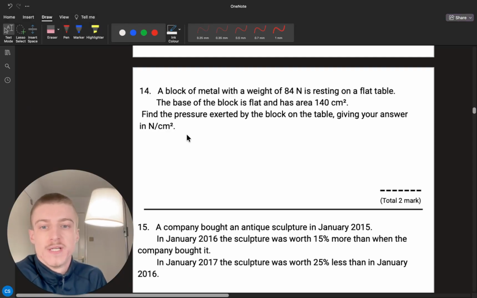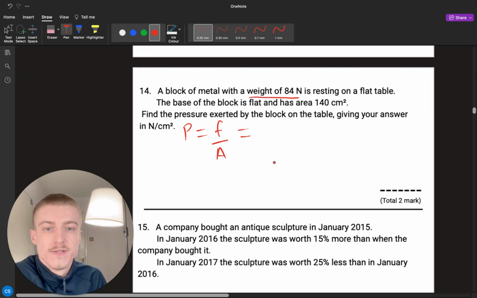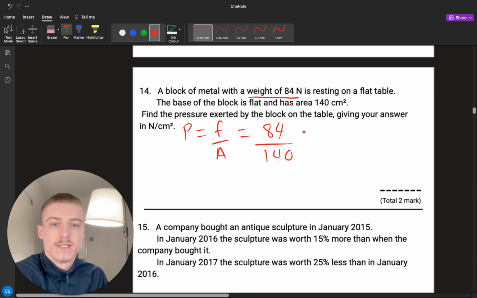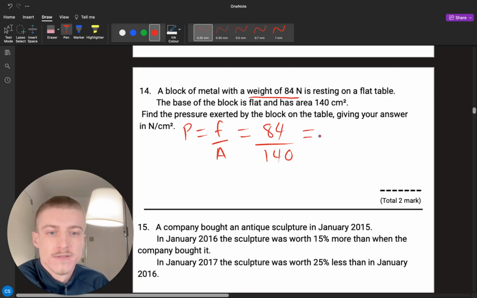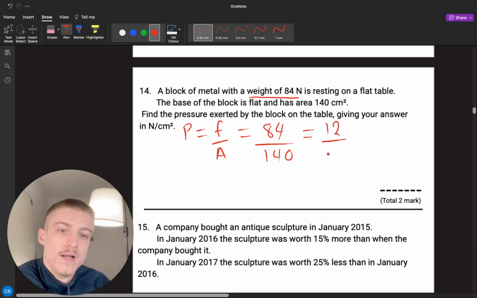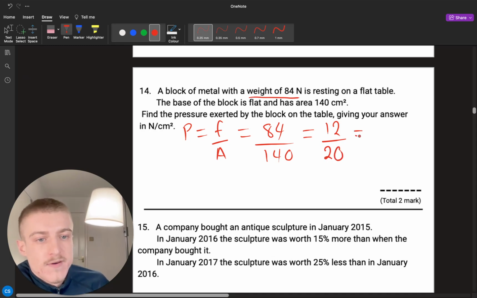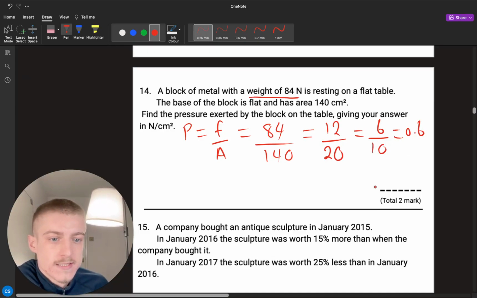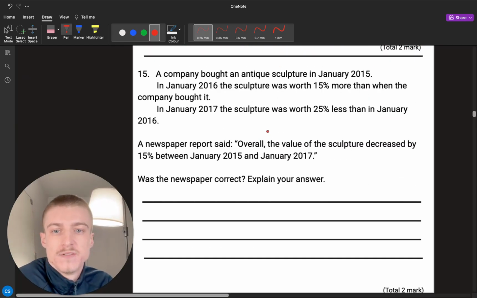Perfect. So, the equation for pressure is force over area. Weight is a force and it's measured in newtons. Force is 84, divided by the area, 140 centimeters squared. We can divide by 7 to simplify this fraction, top and bottom, so we get 12 over 20. Then we can divide by 2 top and bottom to get 6 over 10, leaving us with 0.6 newtons per centimeter squared. Don't forget your units.